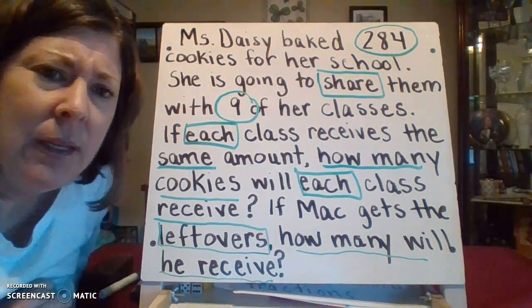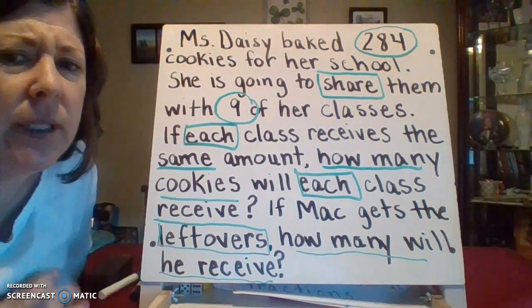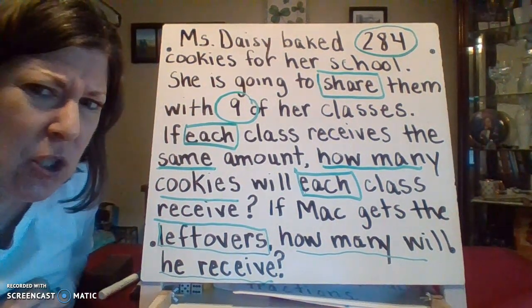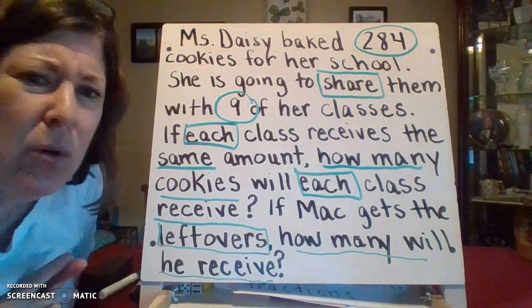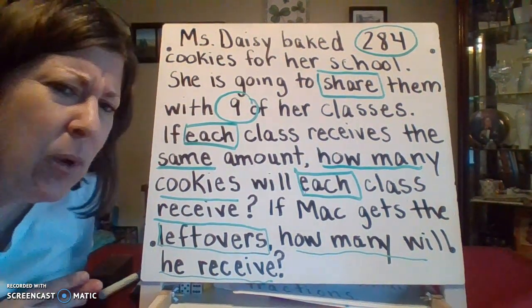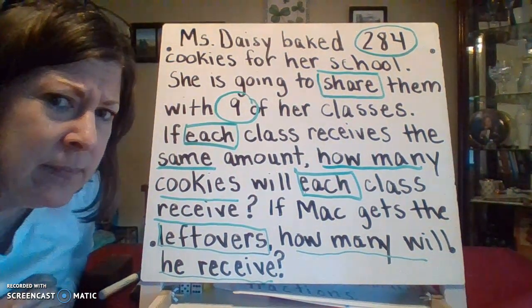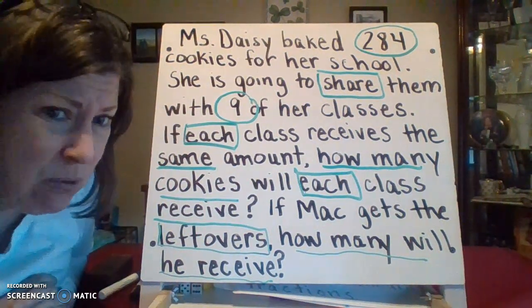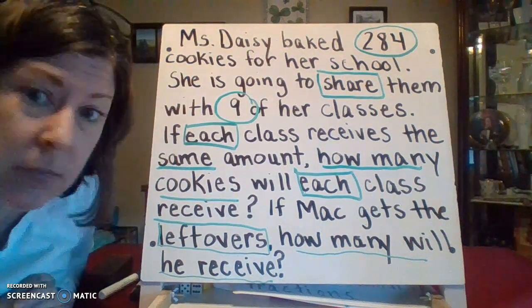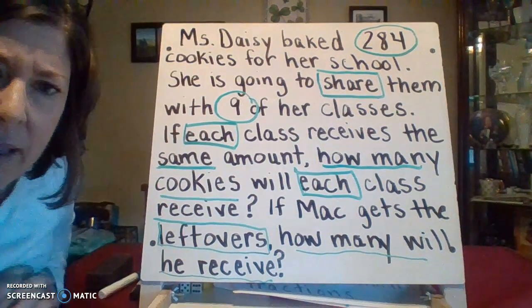So we need to think about, okay, there's 284 cookies that are going to be shared. So is my answer going to be more than 284? Will each class get more than 284 cookies? Or will they get less than 284 cookies? All right, they're going to get less than 284 cookies because there's only 284 cookies. And she's sharing them.